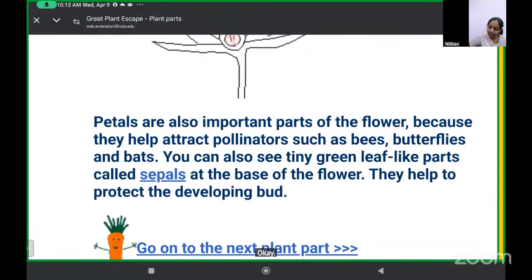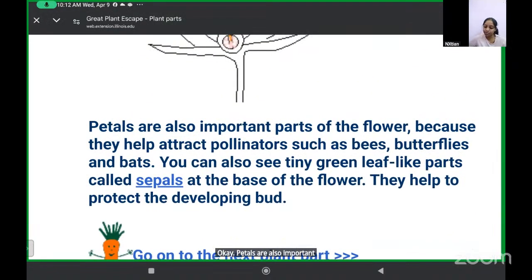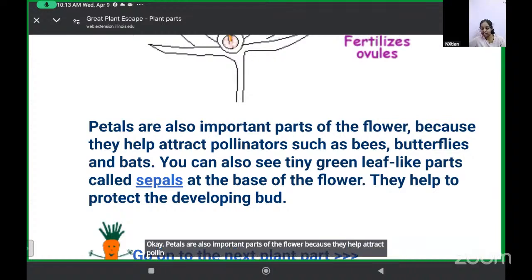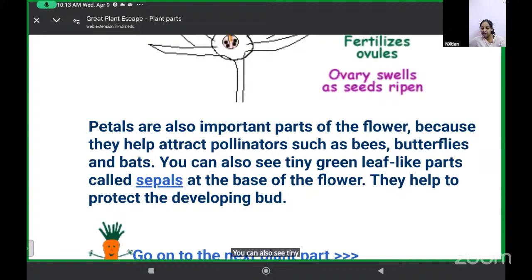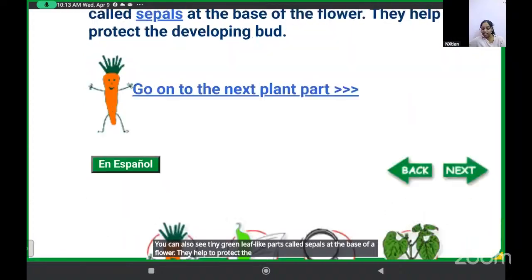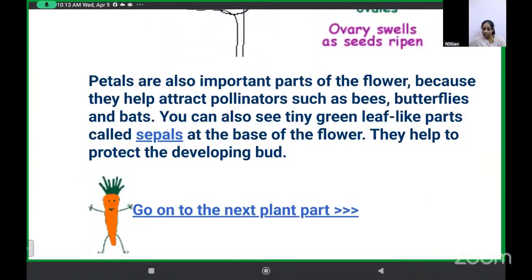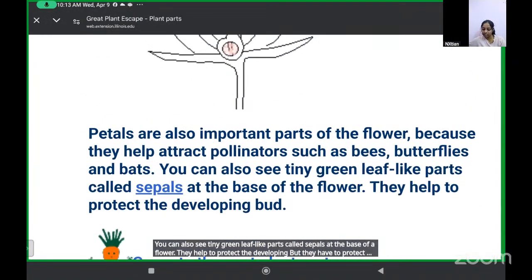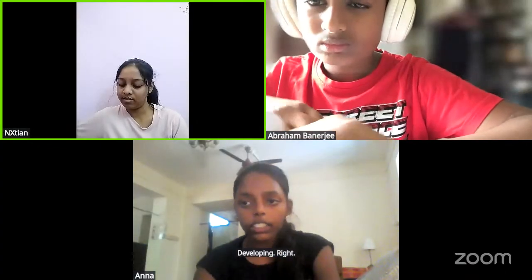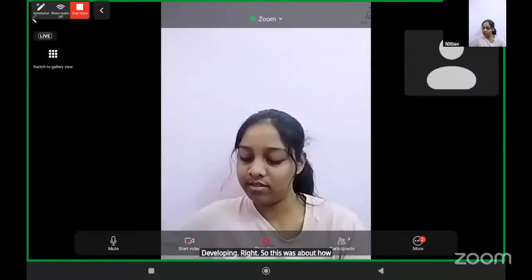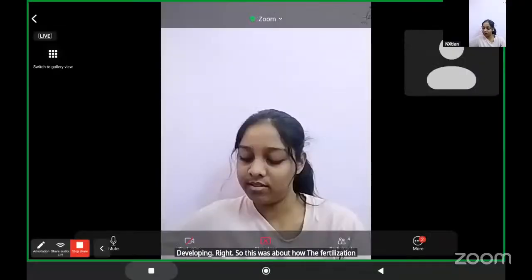Petals are also important parts of the flower because they help attract pollinators such as bees, butterflies, and bats. You can also see tiny green leaf-like parts called sepals at the base of a flower. They help to protect the developing bud. So this was about how fertilization takes place in the plant.